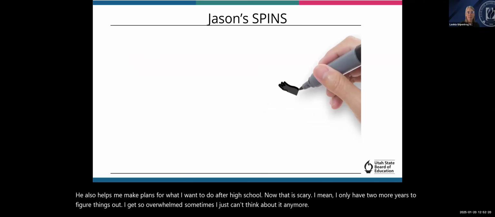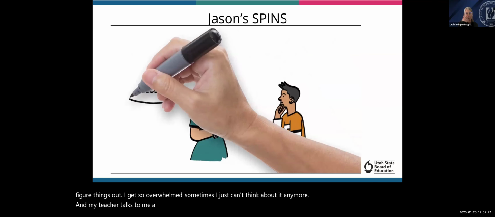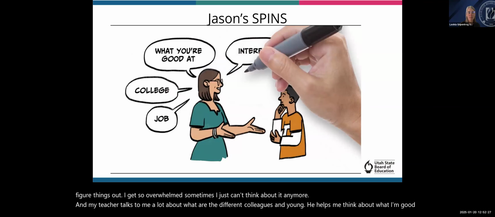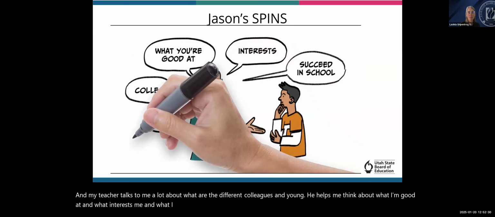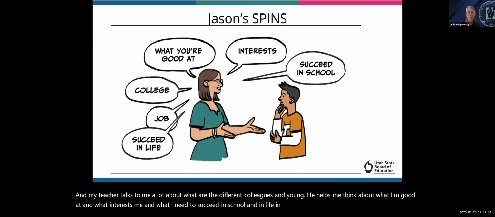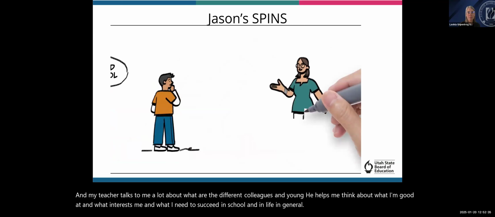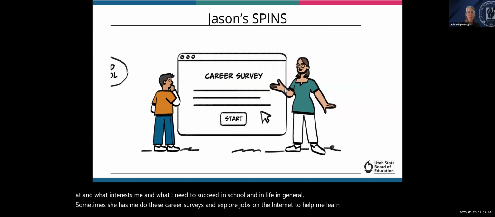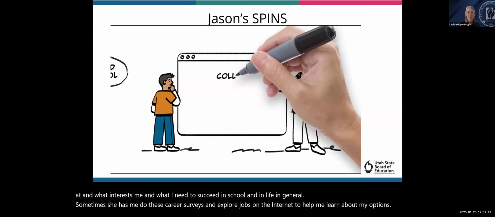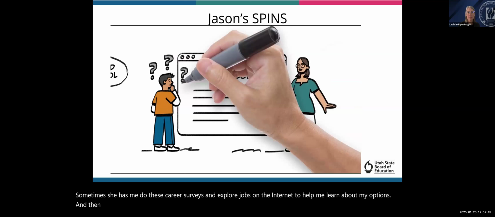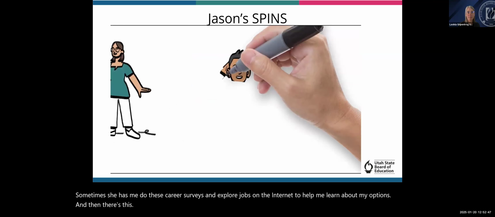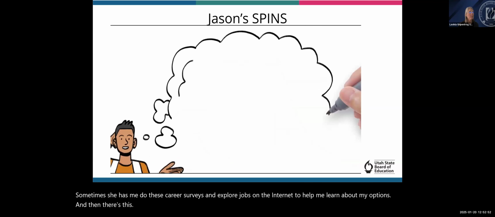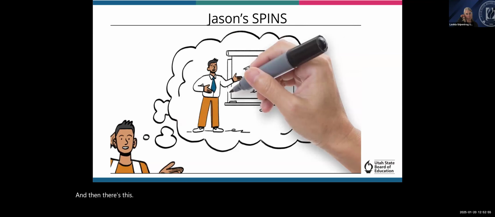Anyway, my teacher talks to me a lot about what I want to do for college and a job. She helps me think about what I'm good at and what interests me, and what I need to succeed in school, and in life in general. Sometimes she has me do these career surveys and explore jobs on the internet to help me learn about my options. And then there's all the stuff about college I need to learn about. It can be overwhelming, but it is nice to have someone there to help walk me through it. Like I said before, being a high school history teacher could be cool.